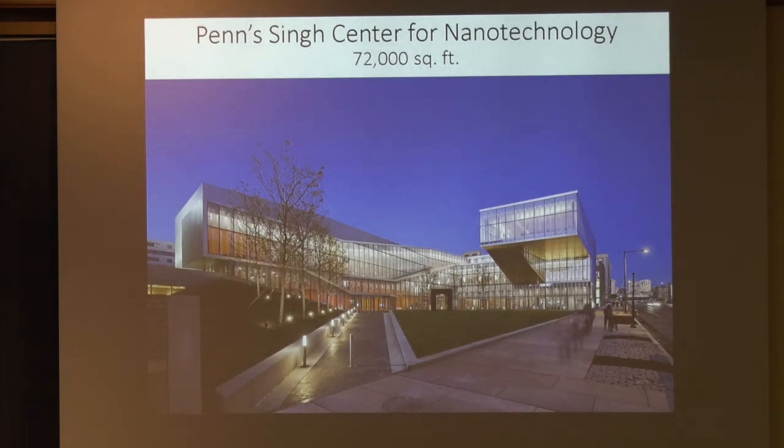So this is what the Singh Center for Nanotechnology looks like. This is not a real picture, but it's nice, what the architects are very good at doing. The building looks very much like this. It's a small building. It's 72,000 square feet, but it's purely research. There is no office space for anybody. Well, there's some office space for the staff, but it's not like the PIs have sitting spaces there or anything.